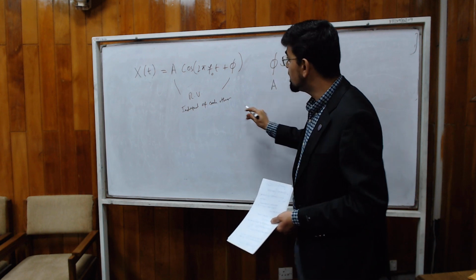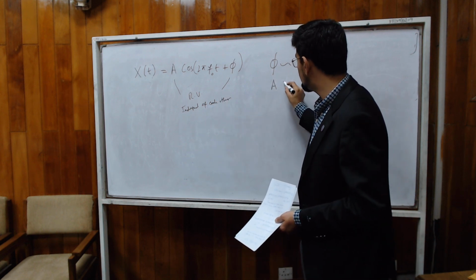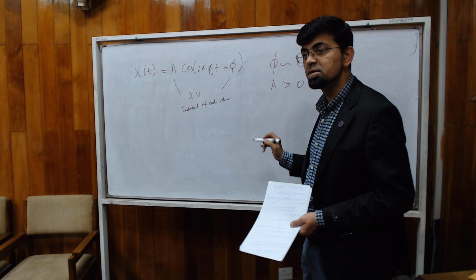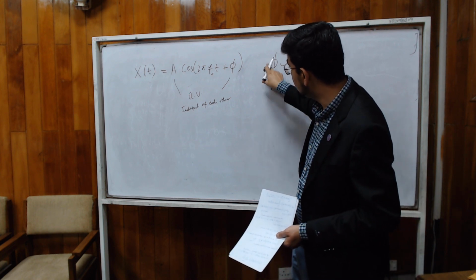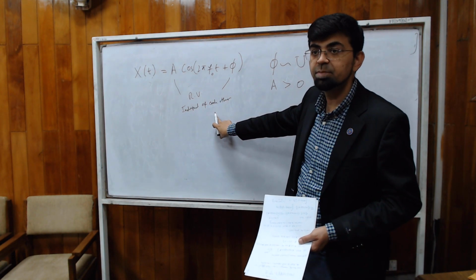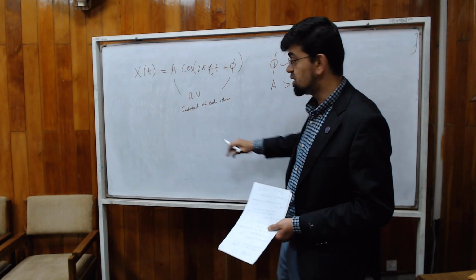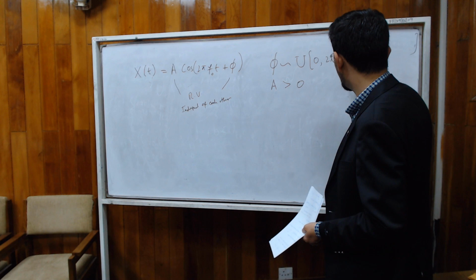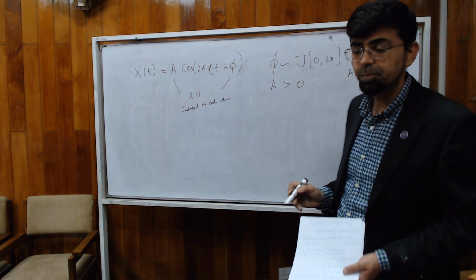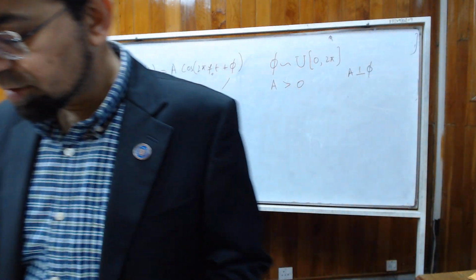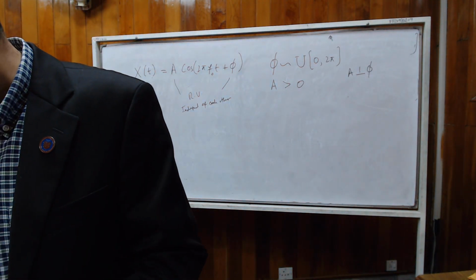For the other random variable A, the only assumption we want to make is A is greater than 0. No other assumption we need. And together they are independent of each other. Sometimes we try to write or summarize it like this. But this is the starting point.